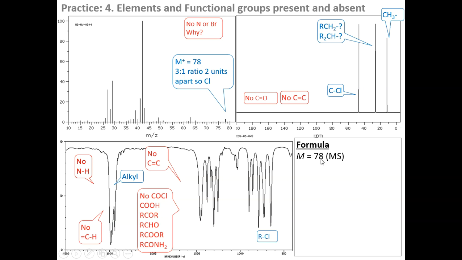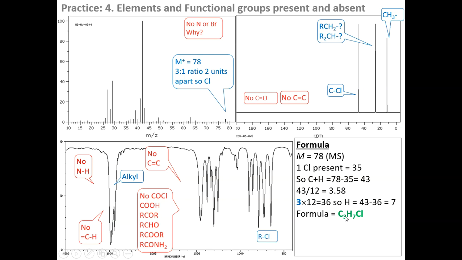In terms of formula, it's 78. We subtract the mass of the more abundant isotope of 35, giving me a mass of 43 for carbons and hydrogens. If I divide that by the molar mass of carbon of 12, I get 3.58. So if I have 3 carbon atoms, that leaves me 7 for hydrogen, giving me a formula of C3H7Cl.